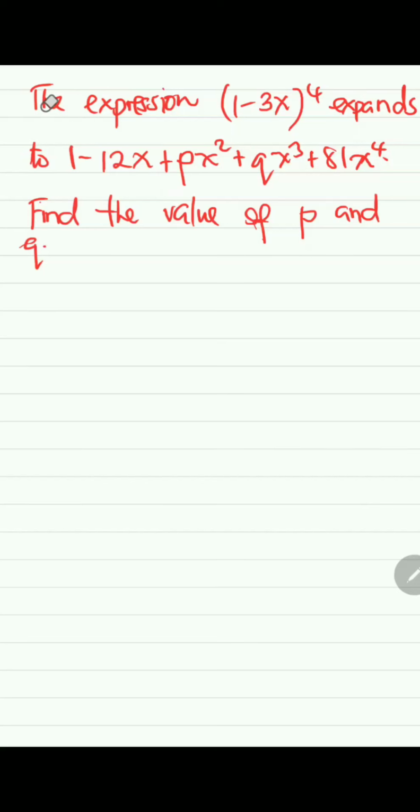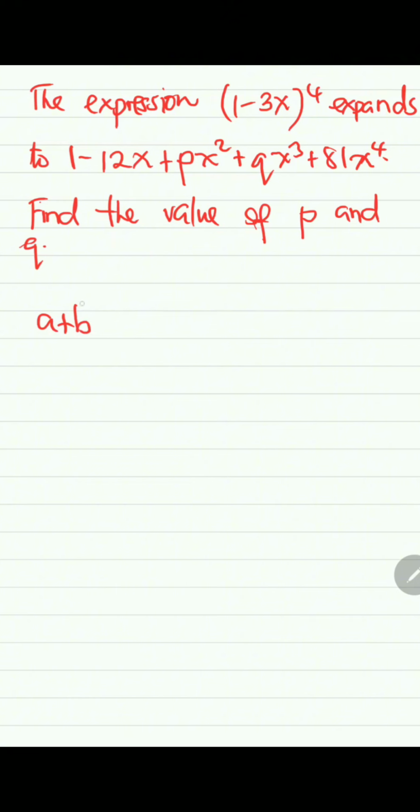So in this discussion I want to look at this question which gives us an expression which expands to 1 minus 12x plus px squared plus qx cubed plus 81x to the power 4, while we're required to find the values of p and q. So when this binomial is expanded, what we simply get is that you can see there. That's according to our question. Now here what we are supposed to find is the value for p and the value for q.